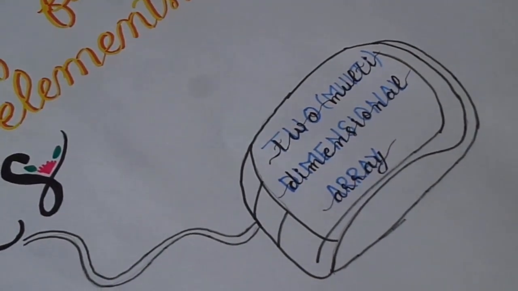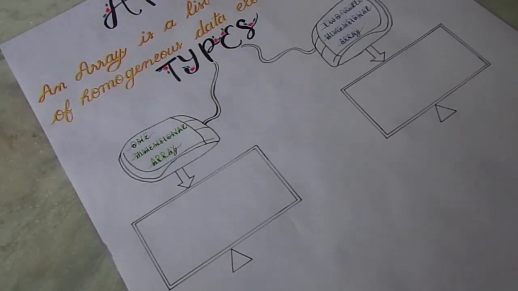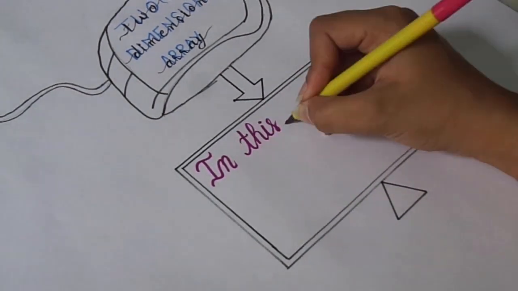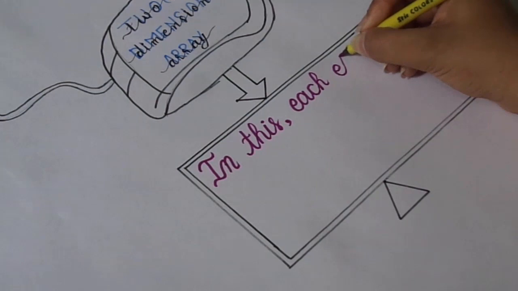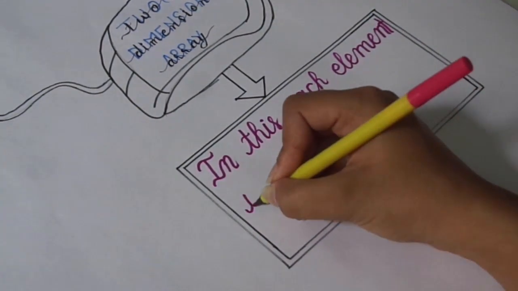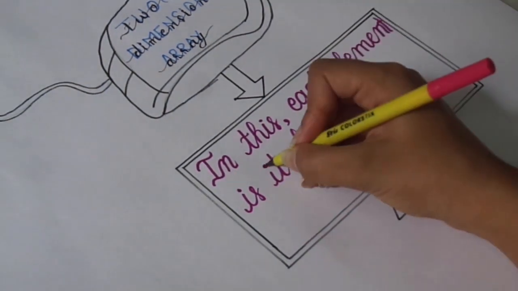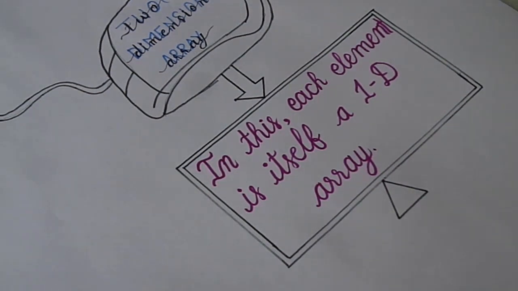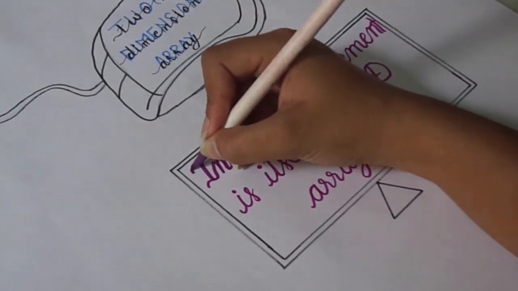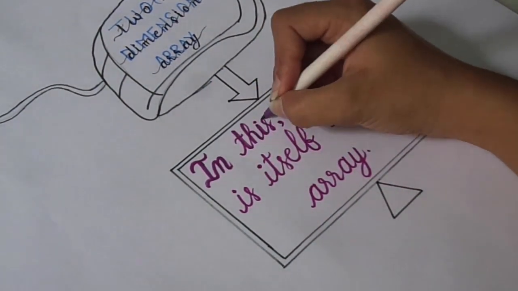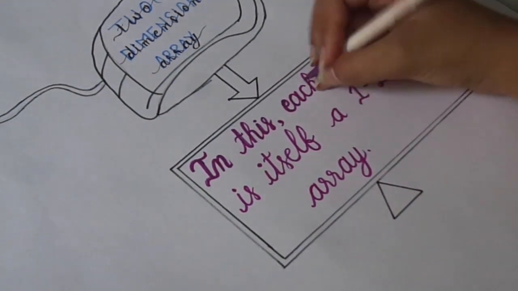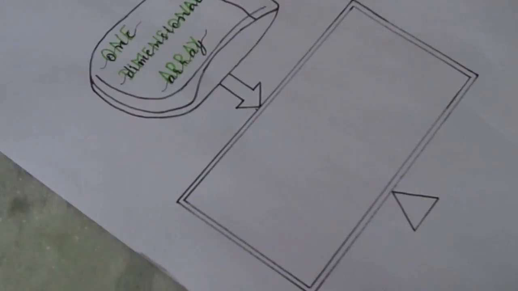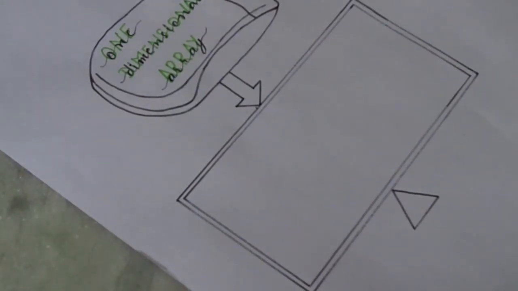Now I need to write the definitions of both of these. I have made two computer screens to write their definitions. I have completed this one and now I will write the other one. In the same way, I will write the definition of one-dimensional array also.